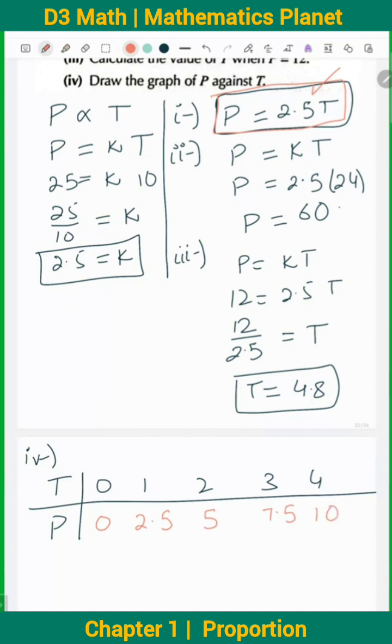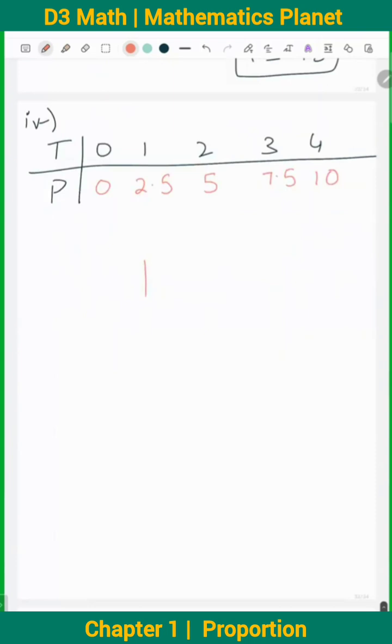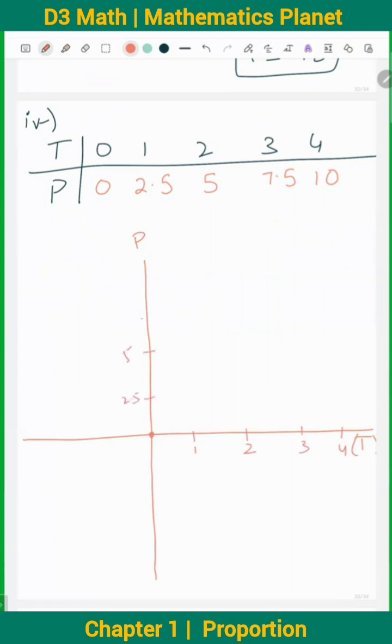Very good. So now it is very easy to plot the graph. Just make the horizontal and vertical axes. Horizontal would be T over here, vertical will be P over here. So 0 is 0, then 1, 2, 3, and 4. From here, we can do 2.5, 5, 7.5, 10. For 1, it's going to be 2.5. For 2, it's going to be 5. For 3, it's going to be 7.5. And for 4, it's going to be 10. So direct proportion graphs are always going to give you a straight line graph. You can get an MCQ that direct proportions will always give you a straight line graph.